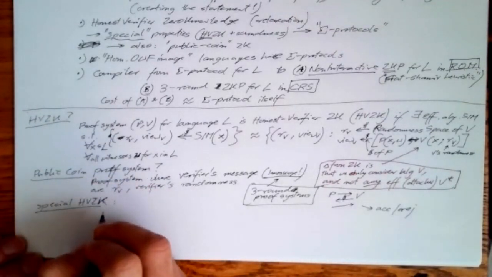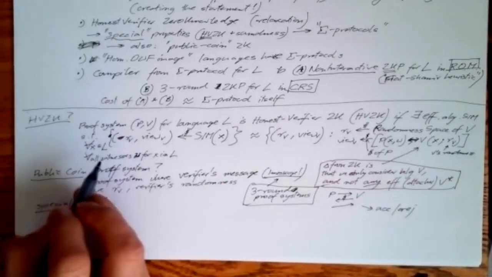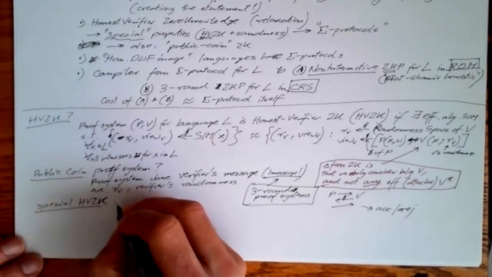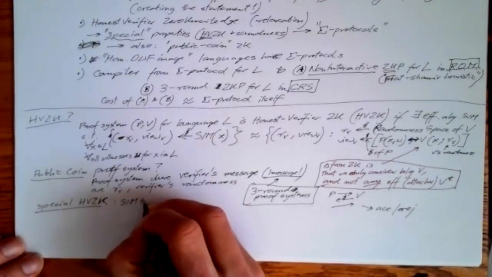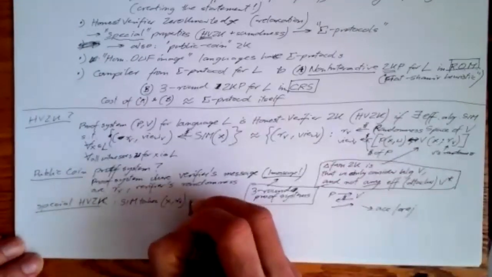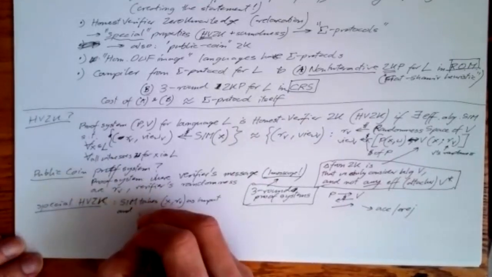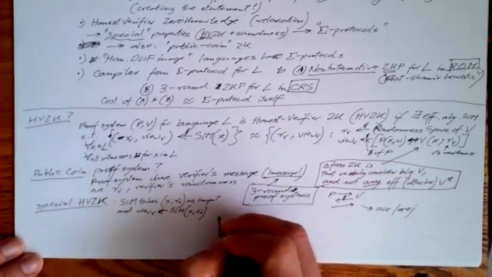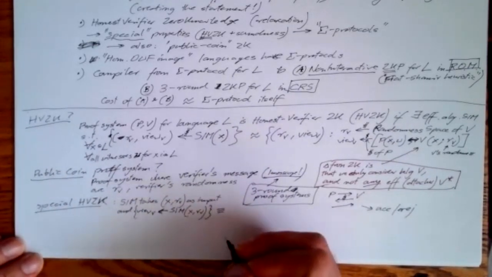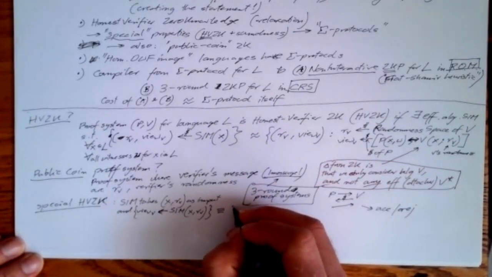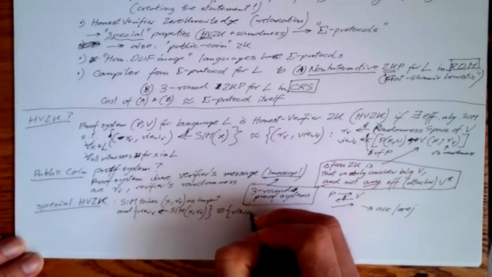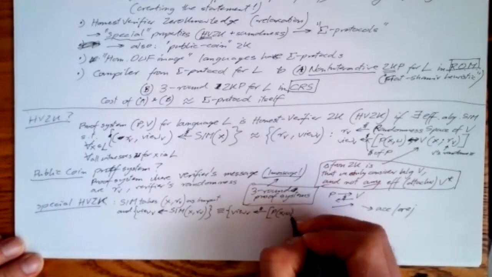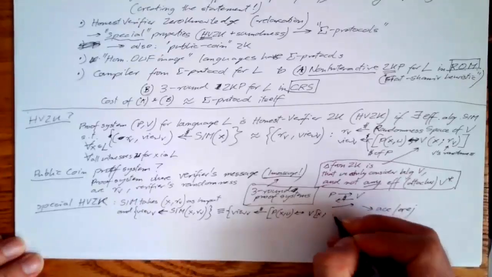Okay, so special HVZK, what is it? It's a special requirement on the simulator. The simulator here has just a statement in the language as an input. We're going to strengthen it and say that the simulator takes x, R_V as input, and the view V, which is produced by the simulator on x, R_V, is actually identically distributed as the view V that results from this interaction: prover on x, w and verifier on x and R_V.